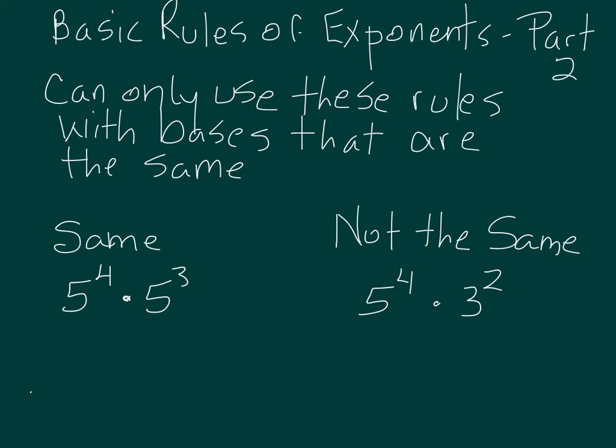Okay, this is Basic Rules of Exponents, Part 2. Now as we go over these rules, let's remember a very important fact. You can only use these rules with bases that are the same. Now look at 5 to the 4th times 5 to the 3rd. We have 5 and 5. We have like bases. Those bases are the same. So we can use these rules with that kind of operation.